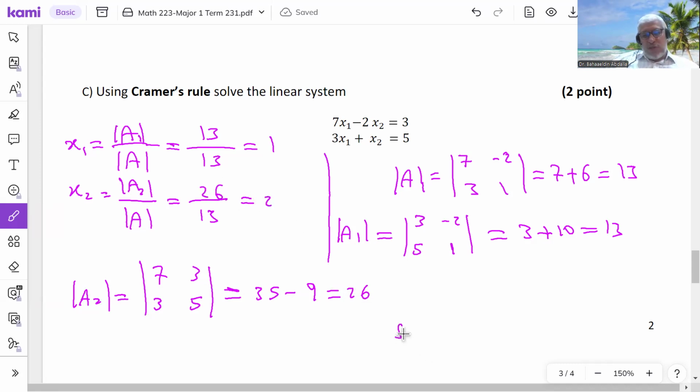So the solution set is 1 and 2. And you can use mode 5, 1 to check your answer. So you put the coefficients 7, negative 2, 3, and then 3, 1, 5, and it is written here in the required form. So the answer is 1 and 2. So my answer is correct.